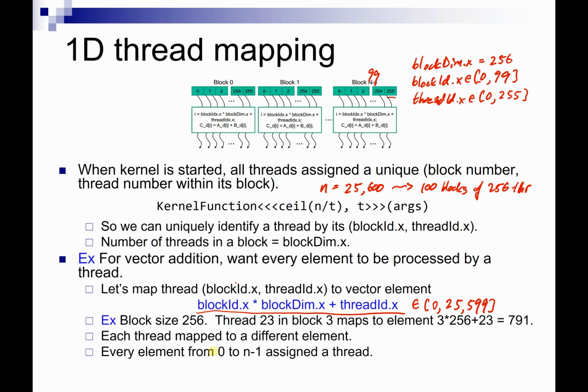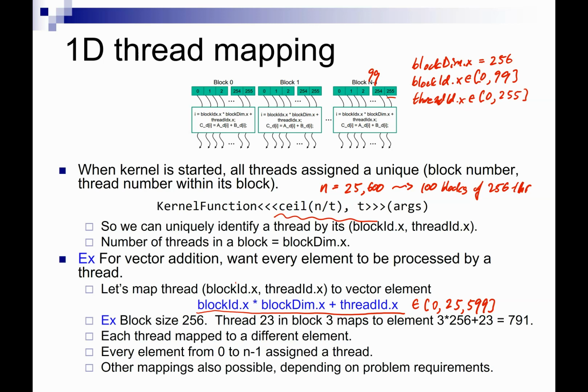So you can check that every element in the vector from 0 to n-1 was assigned some thread. For every number from 0 to n-1, we can find settings for these two numbers within their ranges so that this formula equals that number. And since these values are unique for every thread, every thread is going to process a different element. Putting these two together, every element in the vector is processed by one of the threads that we started up here: 100 thread blocks with 256 threads each.